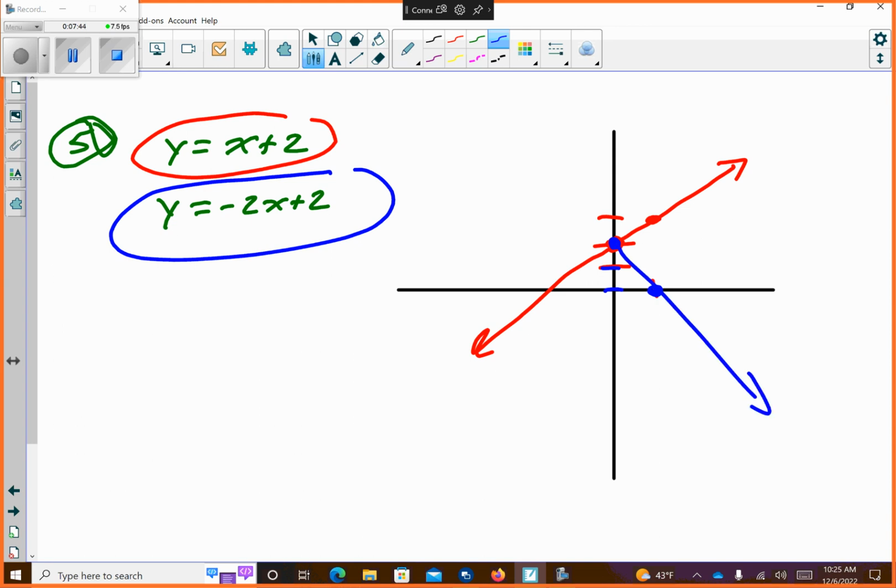Hey friends, I might not be the best artist, but where do you think the solution to this problem would be? 0, 2. That's the solution. That's where they cross. Now, realize you will have grids, and I've been too lazy to pull up a grid. Sorry. I know I'm disappointing y'all. Maybe I'll pull up a grid on the next one.